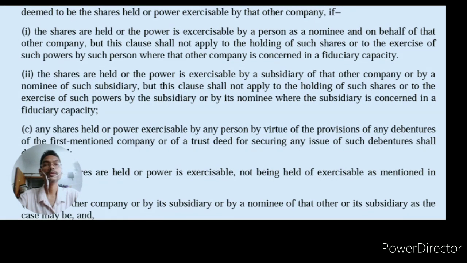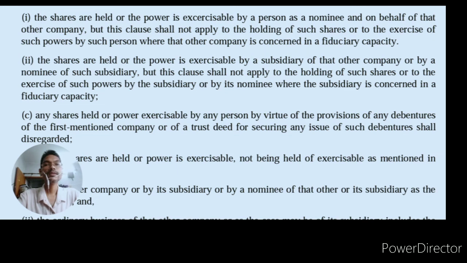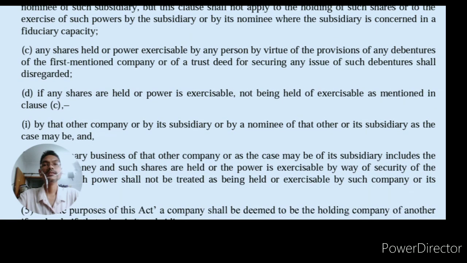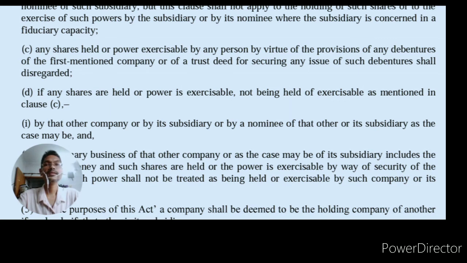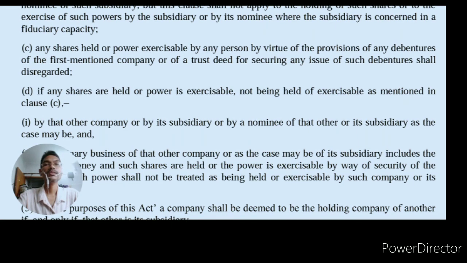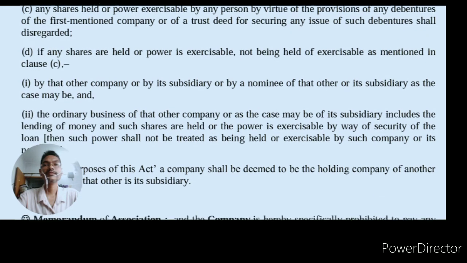Very important point. 2. The shares are held or the power is exercisable by the subsidiary of that other company or by a nominee of such subsidiary, but this clause shall not apply to the holding of such shares or to the exercise of such power by the subsidiary or by the nominee when the subsidiary is concerned in a fiduciary capacity. C. Any shareholding or power exercised by any person by virtue of the provisions of any debenture of the first mentioned company or of a trust deed for securing the issue of such debenture shall be disregarded.